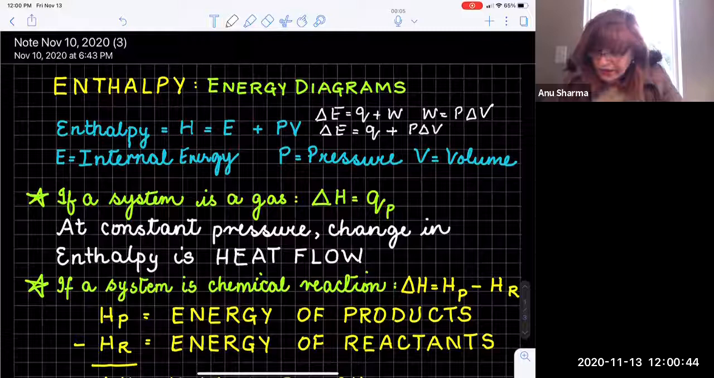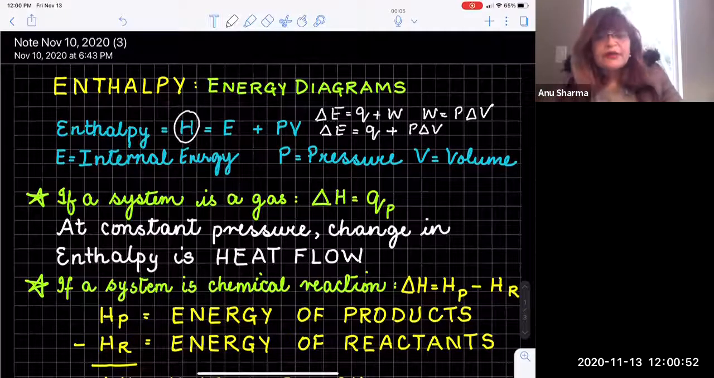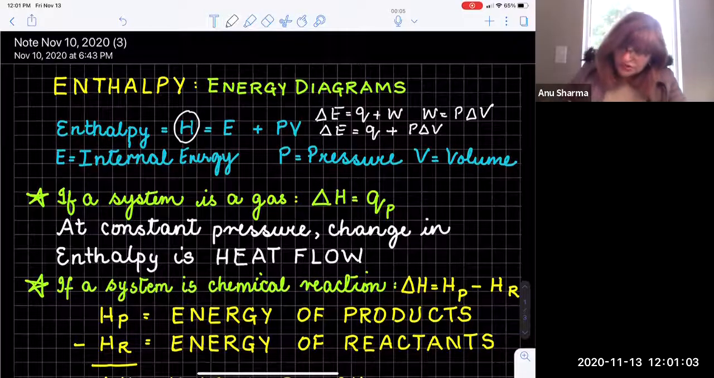Okay, now we are only interested in the Q, which is the heat, and that is enthalpy. So what is E now? E is the internal energy, which is the energy that is present inside the system, within the molecules, the bond energy, and so forth. Okay, so E is now the internal energy, P is the pressure, and V is the volume.